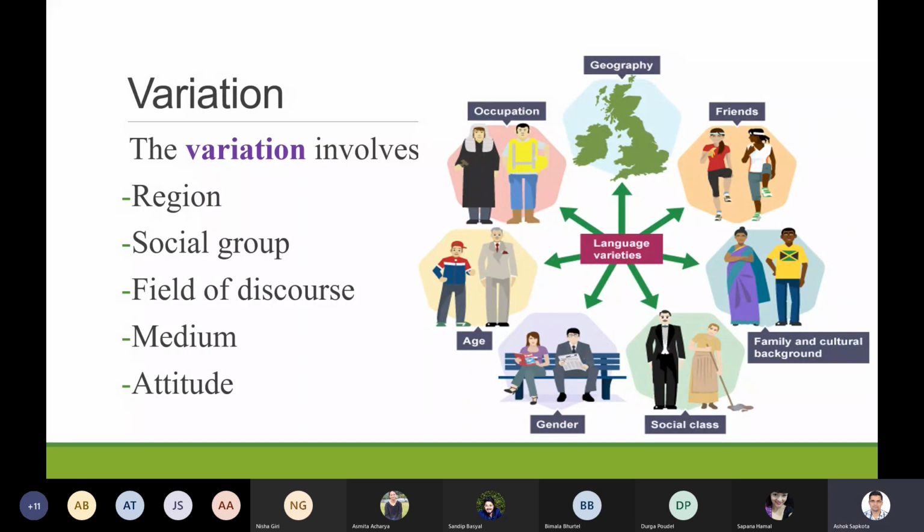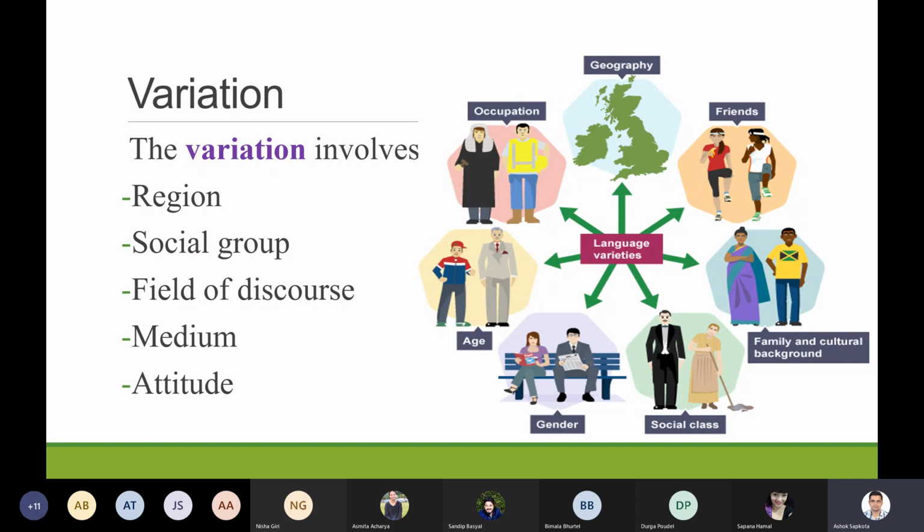Well, we need to be aware that many people can communicate in more than one regional or social variety and can therefore consciously or unconsciously switch varieties according to the situation. And of course, they may move to other regions or change their social affiliations and sometimes adopt the new variety. If you see the last three, field of discourse, medium, and attitude, they relate to the use of language, what we call language use. People select varieties according to the situation and the purpose of the communication.